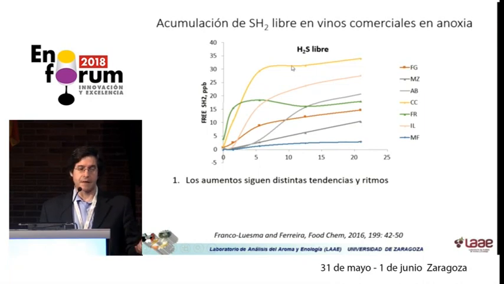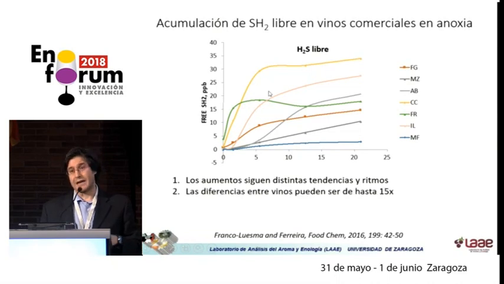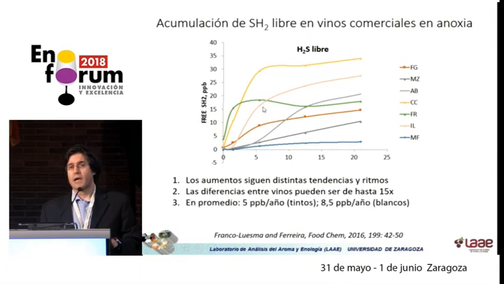H2S. This is unavoidable, but we have wines that are producing very little amounts and wines that are producing very big amounts. The differences between wines can be over a factor of 15, and there are some wines that are a real manufacturing plant of H2S. Any wine is going to produce about 5 parts per billion per year, if talking about red wines, and for white wines 8.5 ppb per year.